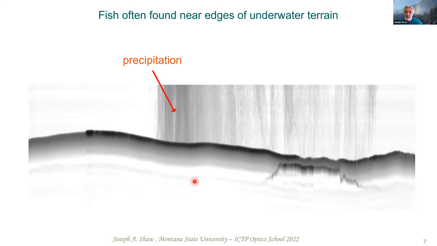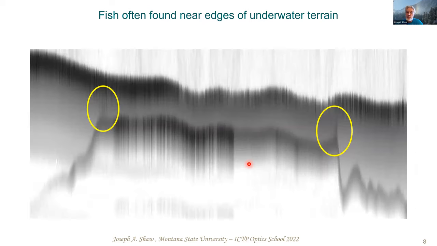So I told you that in the ocean, we can penetrate during the daytime to 30 meters. In this lake, we were penetrating maybe 10 or 12 meters at the maximum. Here's some underwater surface. This is like the ground under the water coming up, and we easily detect that underwater surface when it's close enough. And what we found is that we actually found the signature of fish often near the edges of these underwater shelves. And so I'll zoom in and show you what that looks like.